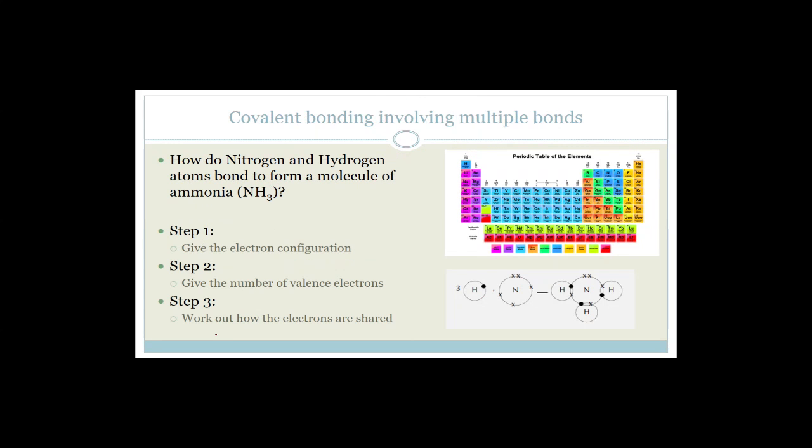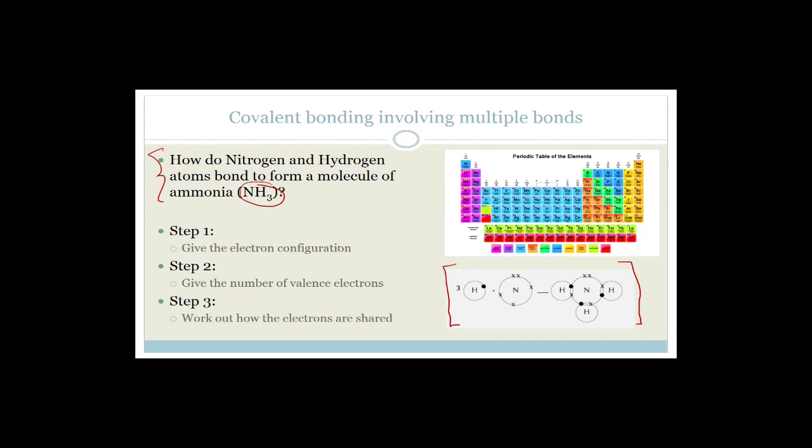Right, let's have a look at another example. So we've given you the answer over here, but let's work and see how we get to this, okay? It says, how do nitrogen and hydrogen bond to form a molecule of ammonia, which is NH3? And that might be your exam or test question, okay? So let's have a look at it.